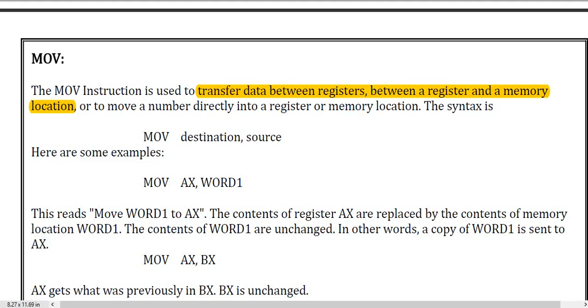MOV is used to move from source to destination. First you need to denote the destination, then the source. That means WORD1 is moving to AX, not AX is moving to WORD1.